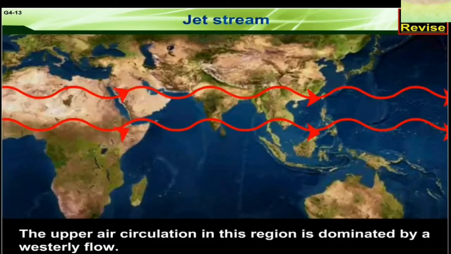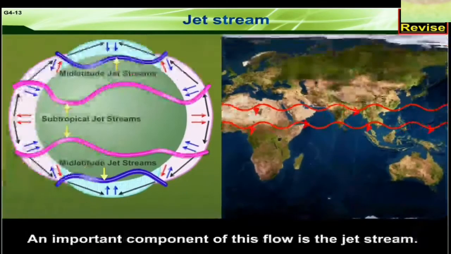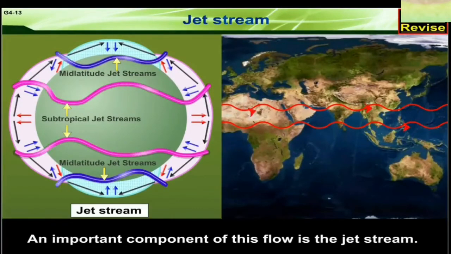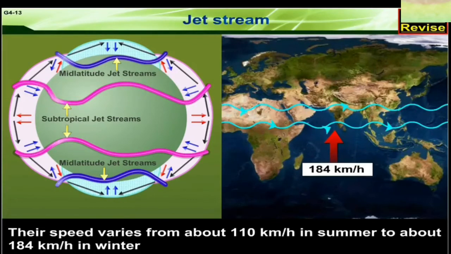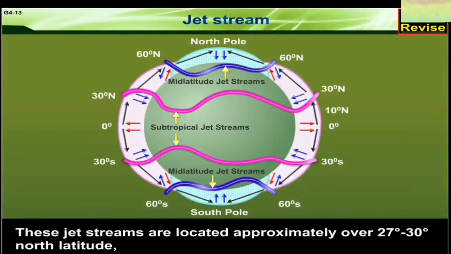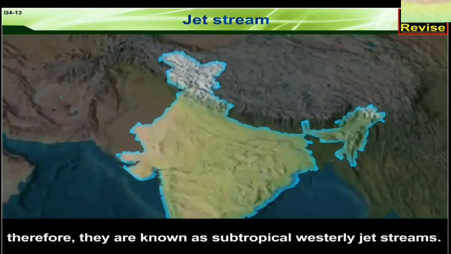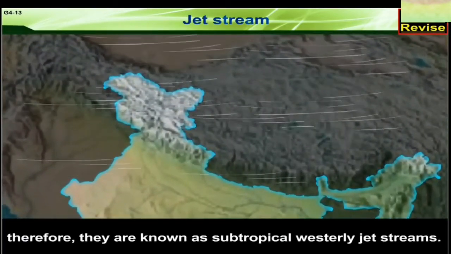Jet stream. The upper air circulation in this region is dominated by a westerly flow. An important component of this flow is the jet stream. Their speed varies from about 110 km per hour in summer to about 184 km per hour in winter. The jet streams are located approximately over 27 degrees to 30 degrees north latitude. Therefore, they are known as subtropical westerly jet streams.